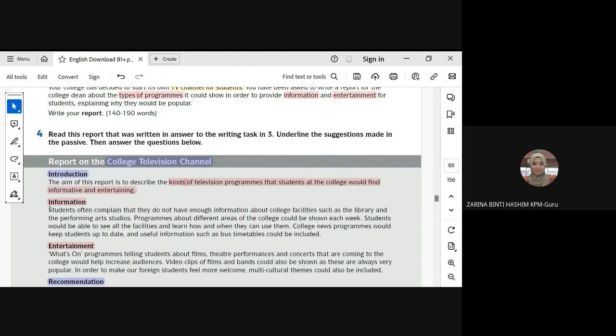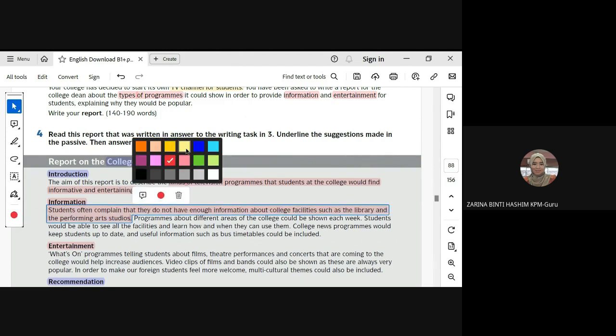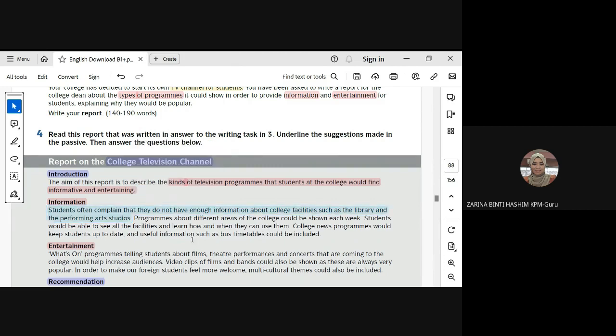The issue here is students often complain that they do not have enough information about college facilities, such as the library and the performing arts studio. So this is the issue. So first you need to identify the issue. So the issue here is, students complain that they don't have enough information about their college facilities, like maybe library.